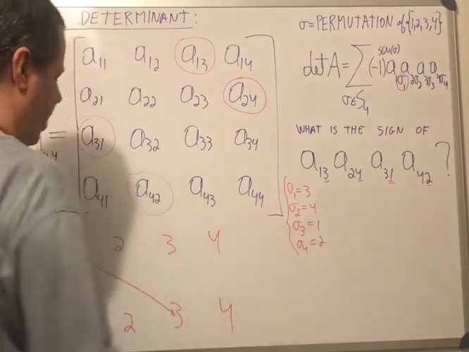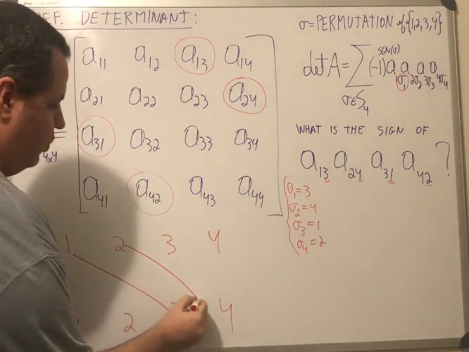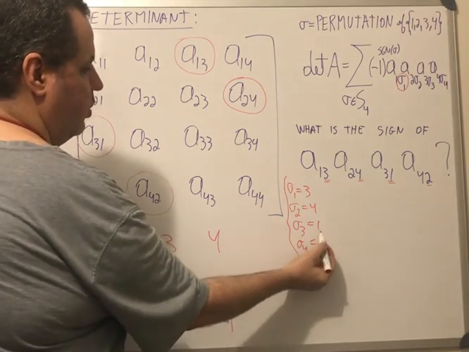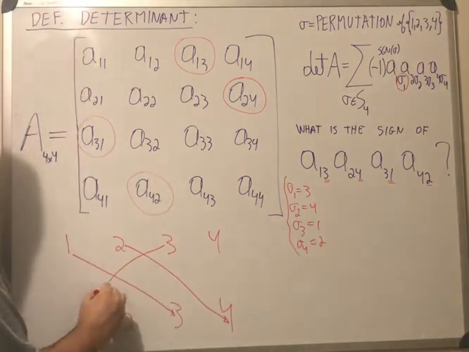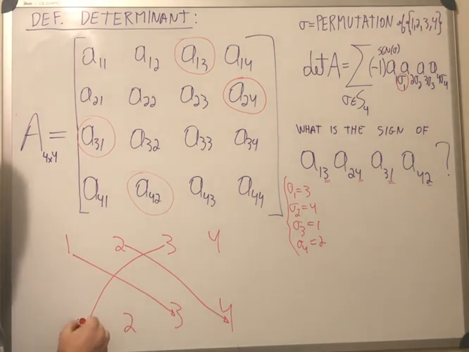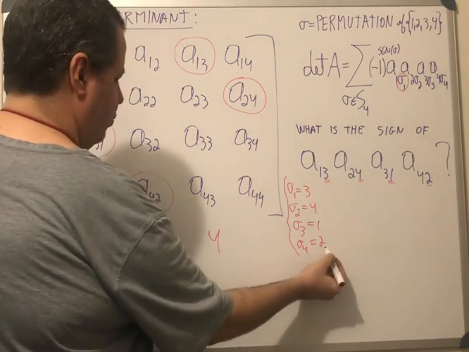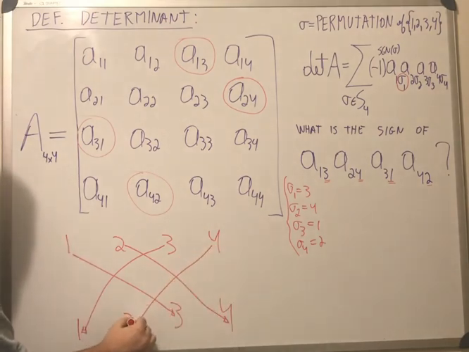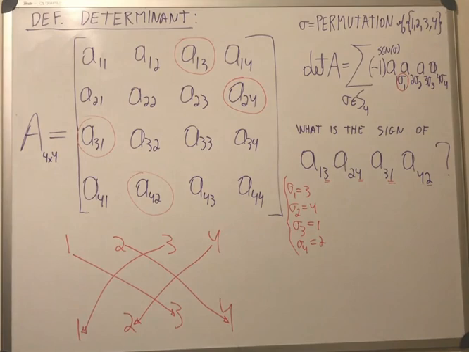2 goes to 4. 3 goes to 1. And 4 goes to 2. So I'm sort of mapping.